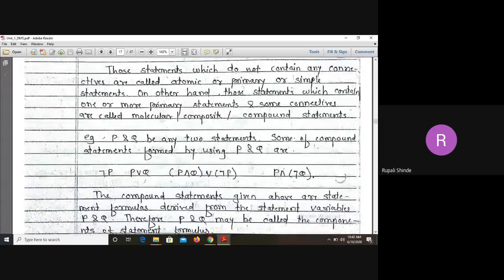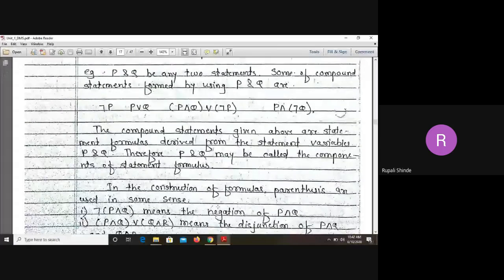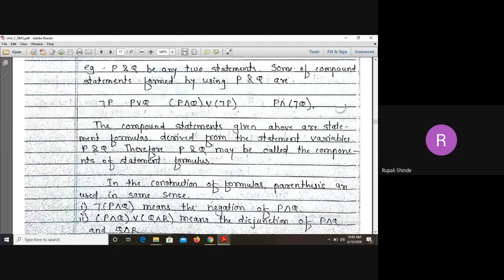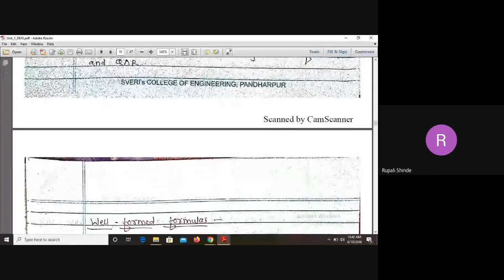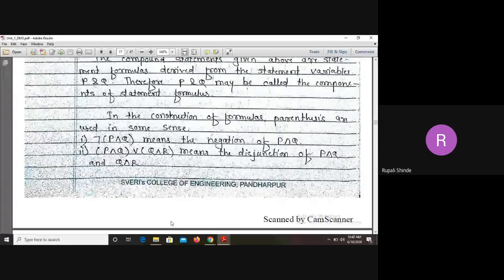This gives an idea about what a statement formula is. Now here, one example is given, negation of P and Q. So here we can say that this negation is applied to this whole bracket for P and Q. Okay, so consider the second one, P and Q or Q and R. In short, this disjunction is applied to both P and Q and R. Because the meaning of parentheses is very important. We have to check the parentheses, then only we will get the meaning of this given statement formula.